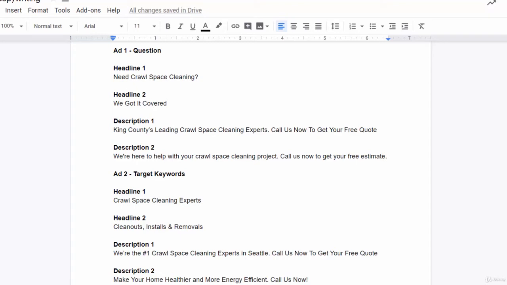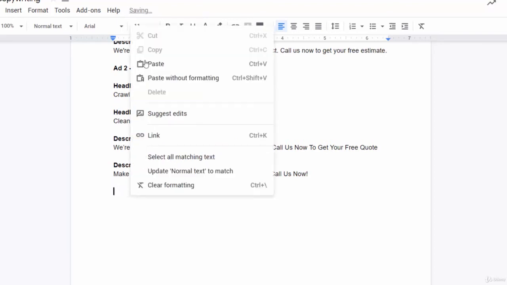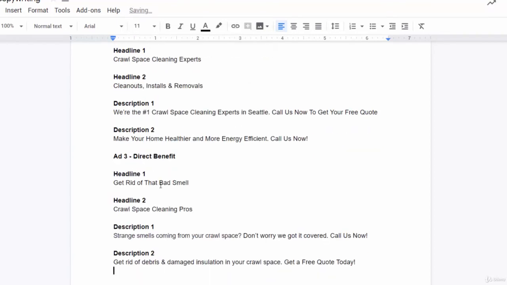So now let's take a look at ad number 3, and this is going to be a direct benefit. So let me go ahead and get that over here. Okay, so as you can see here, this is talking to the direct benefit that the actual searcher is going to get, right? Get rid of that bad smell. And then headline 2: crawl space cleaning pros. And then description 1: strange smells coming from your crawl space? Don't worry, we got it covered. Call us now. Get rid of debris and damaged insulation in your crawl space. Get a free quote today.